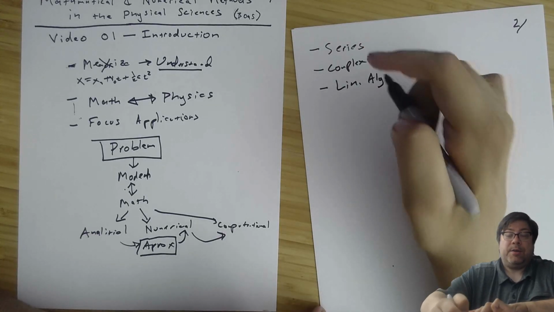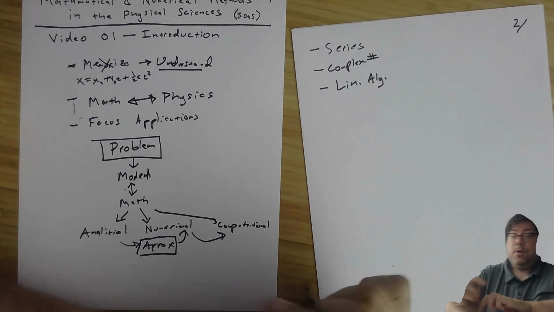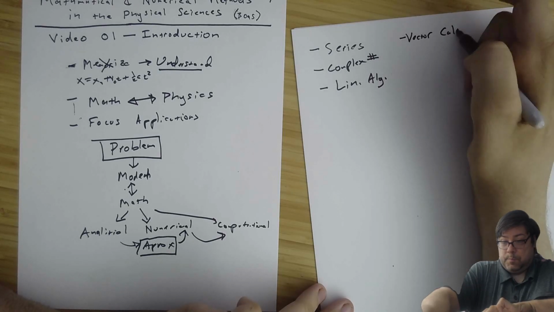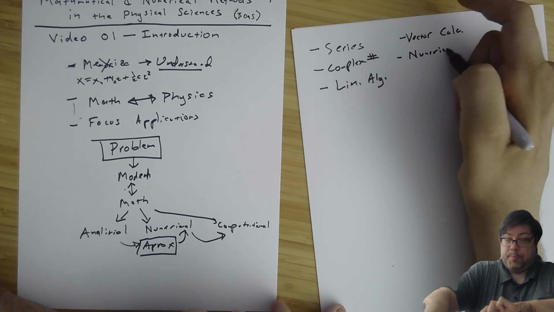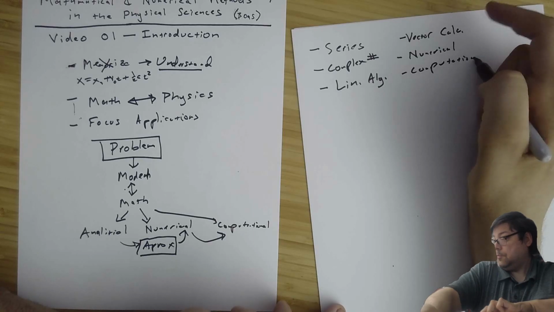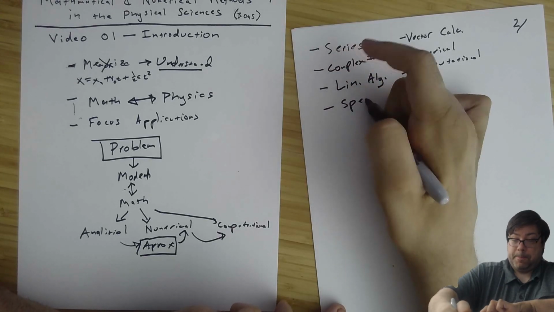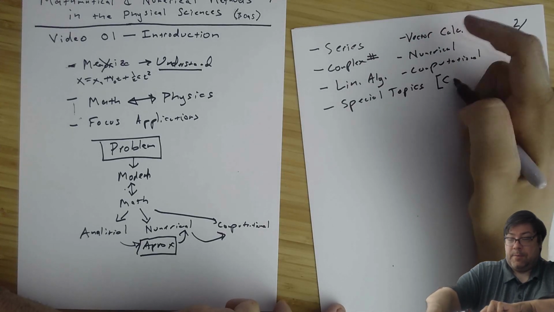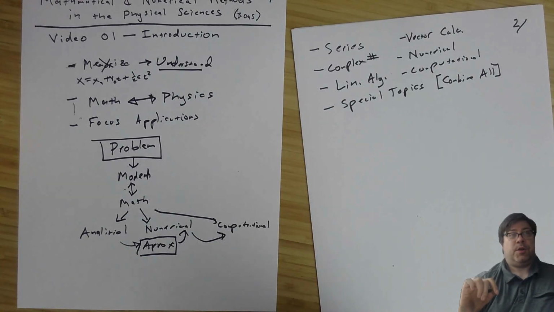right? So how can I translate my problem into matrices and vectors if that's applicable, right? We'll look at vector calculus. We'll look at also a bunch of numerical techniques and a bunch of computational techniques. And finally, we'll end with some hopefully interesting special topics. And hopefully we'll combine. So we'll try to combine all our knowledge to solve real problems.